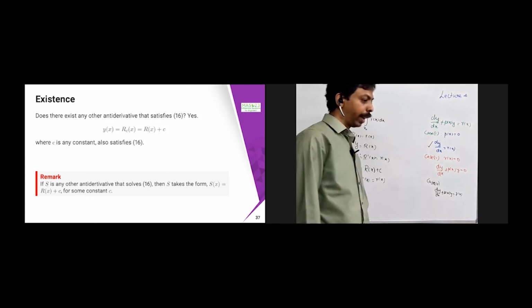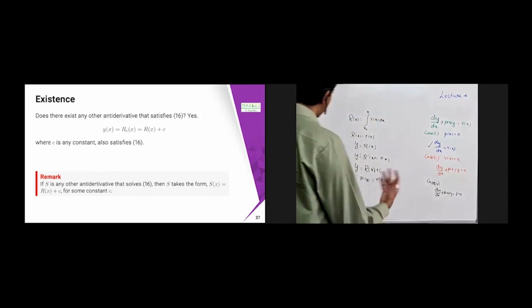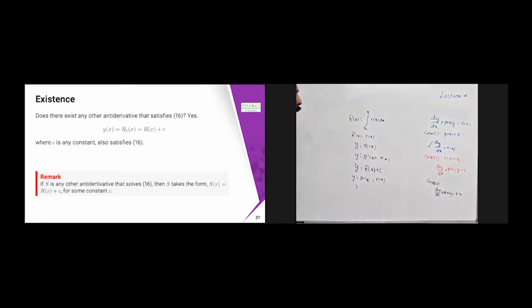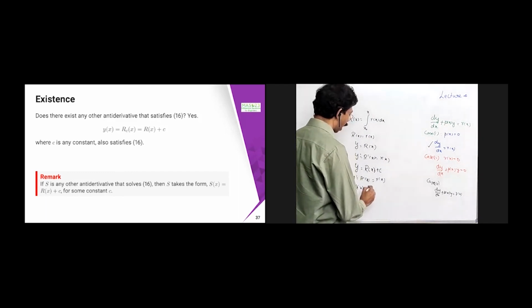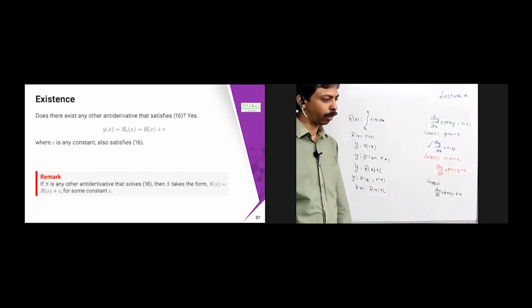Suppose you have any other antiderivative, say s, another antiderivative for this r of x that solves this problem. Then s of x is going to take the form R of x plus c. If you take any antiderivative, it is going to satisfy this form for some constant c.